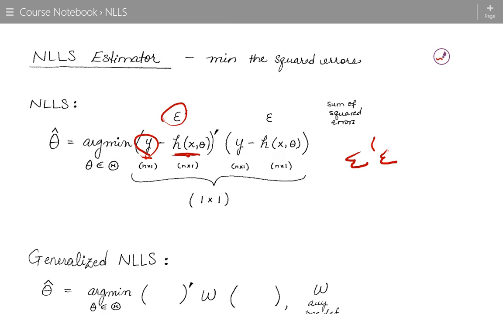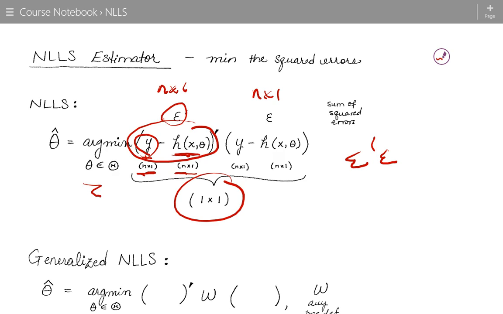This is the vector of random variables that underlie the data. It's with n observations, so it's an n by 1 vector. This also is expected value for each of those random variables. And so the error is also an n by 1, as is this one, an n by 1. And so when you take an n by 1 transpose times an n by 1, you get a 1 by 1, which is the quantity that we are trying to minimize with respect to theta.